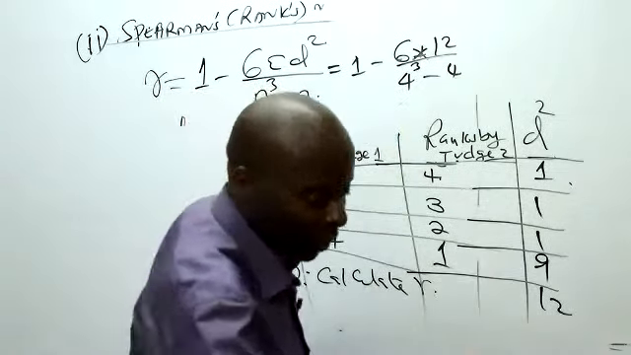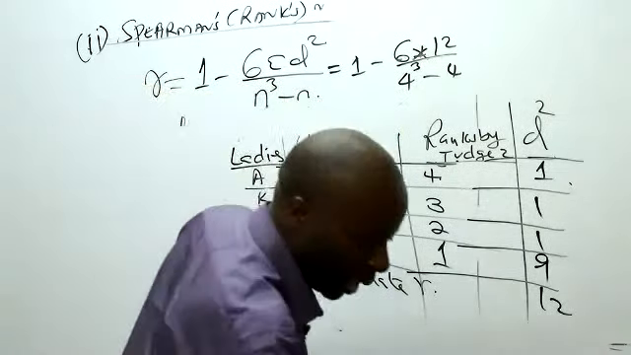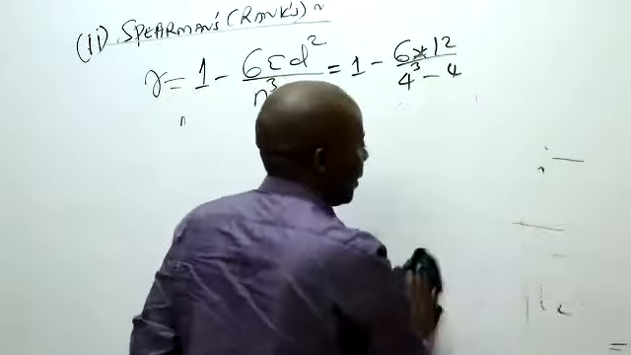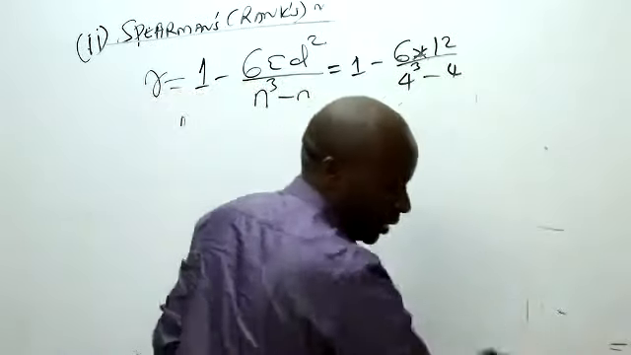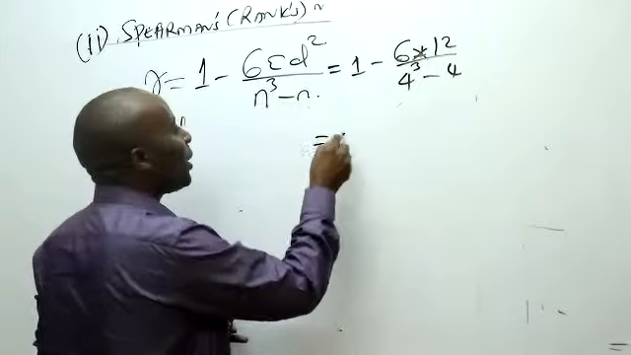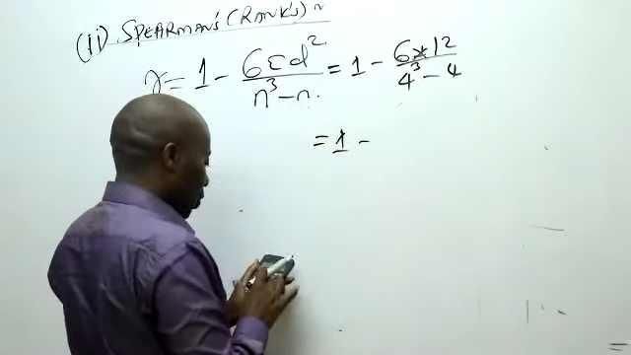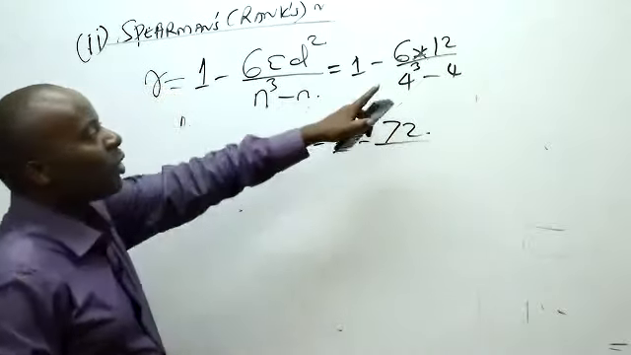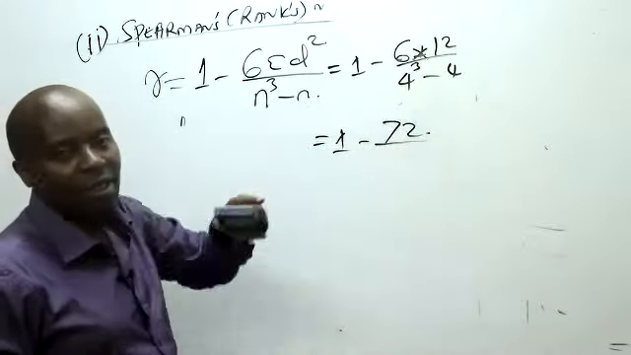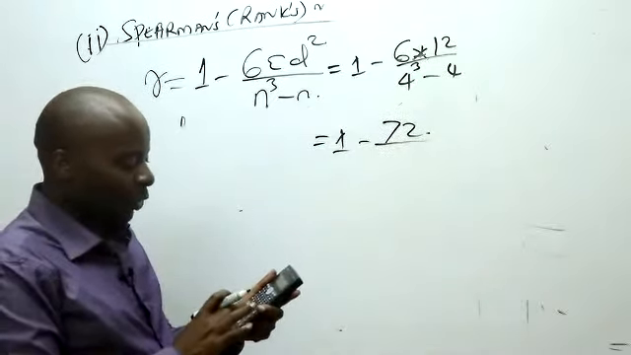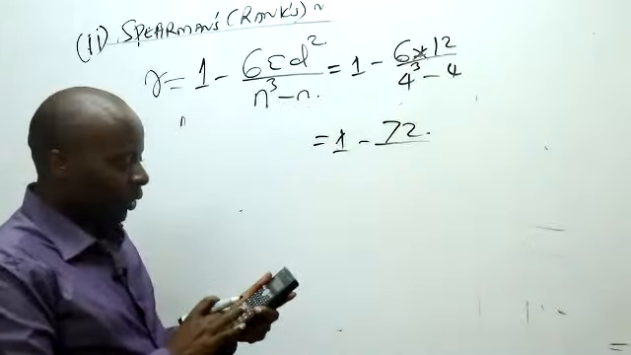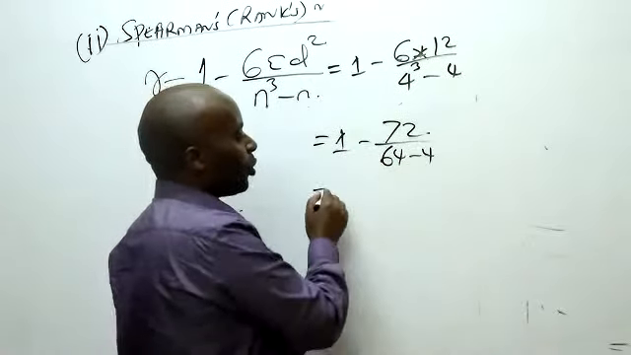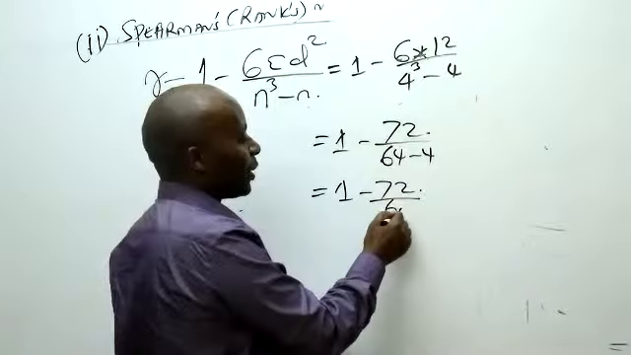So first of all, I'll get the numerator. In the numerator, we have 1 minus 6 times 12. Good to use your calculator, always: 6 times 12 will give us 72. All over, please ensure that you're cubing. This is supposed to be cubed. So we have here 4 raised to power 3, I'm able to get 64. So 64 minus 4. So this will be 1 minus 72 all over 60.